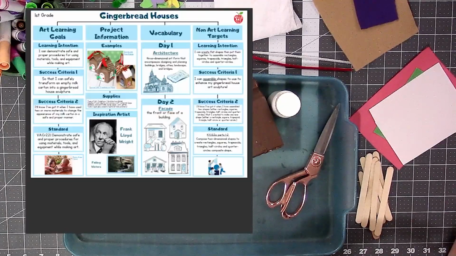So this lesson has some vocabulary in it. Today, I was going to teach you the word architecture. We'll watch a video about it next time, but just so you know, today we're learning about architecture. Architecture is a three-dimensional art form that encompasses designing and planning buildings, bridges, cities, landscapes. So we are going to be working on architecture today, and we're going to learn about Frank Lloyd Wright next time. We're going to learn about the word facade next time and all those good things.